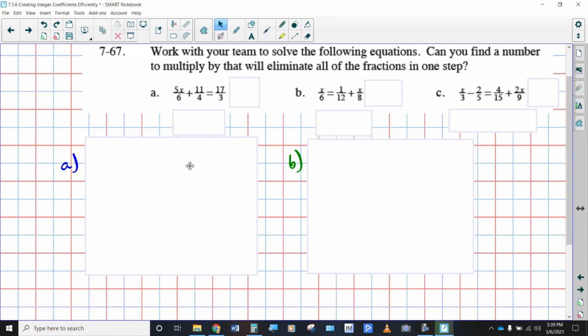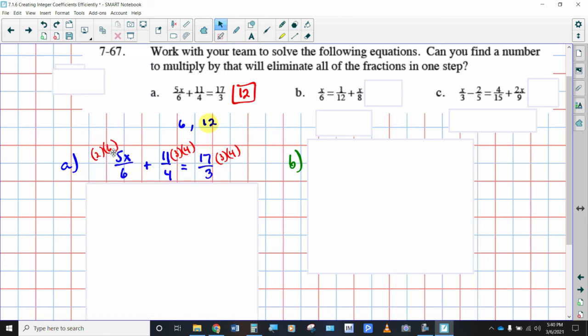All right, so to begin with, 6, 4, and 3. Those are our 3 denominators. So I'm going to pick the biggest one, and I'm going to just do a counting sequence. Does 4 go into 6? No. 3 does, but 4 does not, so that cannot be our multiplier. 12: 6 goes into 12, 4 goes into 12, and 3 goes into 12. So we're going to make this our multiplier. We're going to multiply everything times 12, and I'm going to go ahead and separate it out like this, okay?